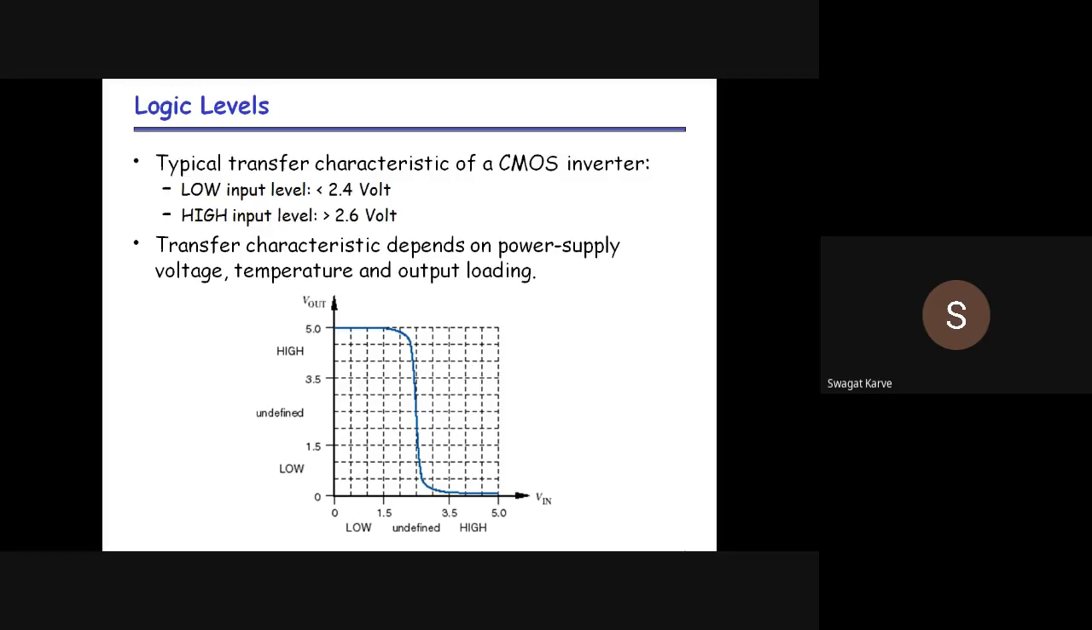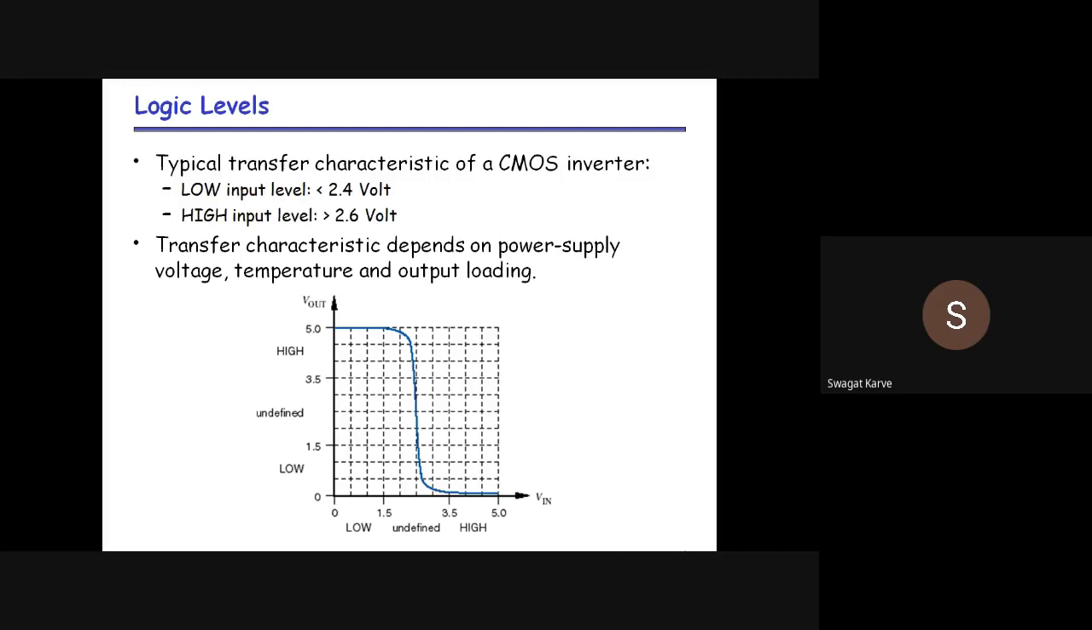Okay, so for this, the low output level can be less than 2.4 volts, and the high output level can be greater than 2.6 volts. That means whatever voltages are less than 2.4 volt are all considered as a low output or low value, and all the voltage levels greater than 2.6 volt can be treated as a high level.